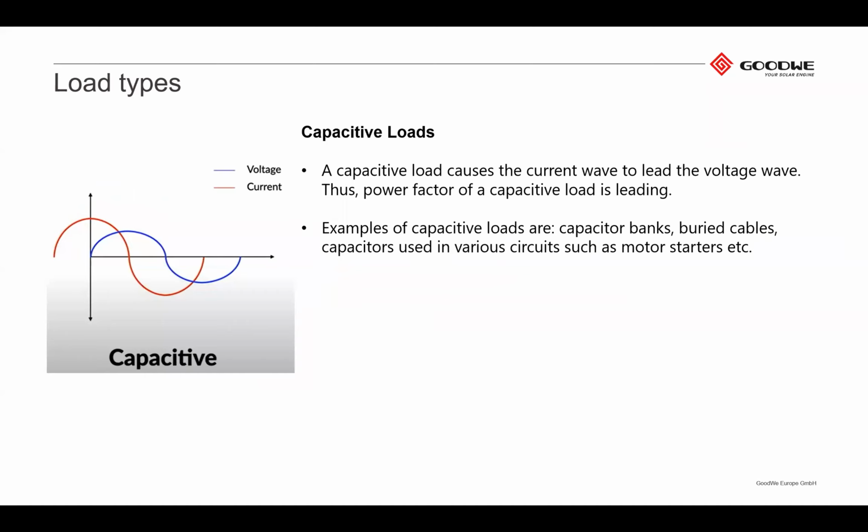The second, we have capacitive loads. A capacitive load causes the current wave to lead the voltage wave, so it has a leading power factor. This is normally cables, which have capacitive loads, and capacitors themselves. In lots of equipment, DC chargers, motor startups, all those kind of things, they all have capacitors as well. But capacitive loads normally don't really affect the system too much and are generally quite small in the long run compared to the loads that we are running.